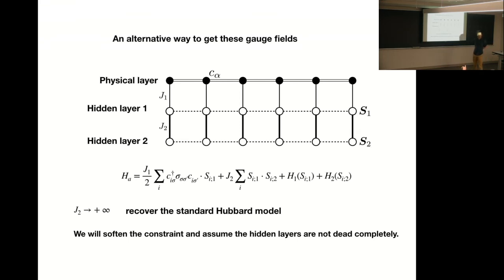So the auxiliary layers here are the spins? That's spin 1/2. Okay, but they're purely spin, they don't have charge degrees of freedom, right? Yeah, they're pure spin. So then how do I relate it to the Fs? The C here is the same C. That's the next slide.